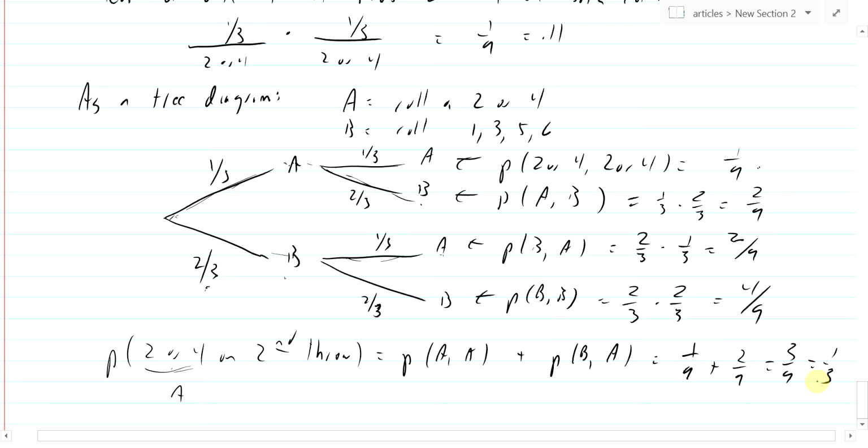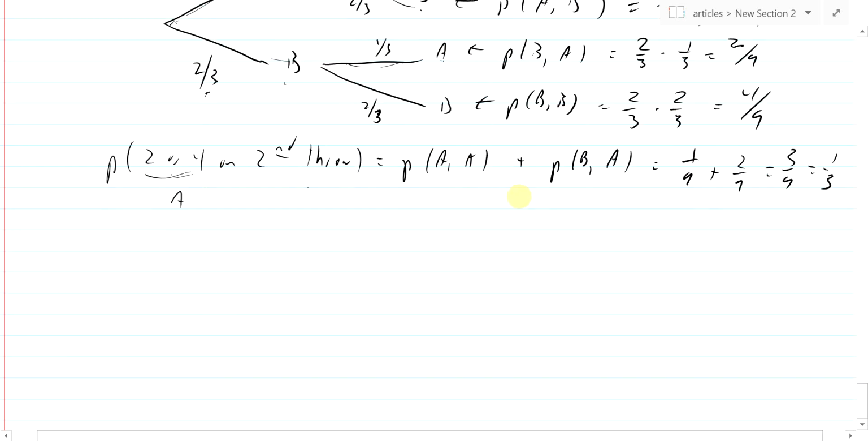Which isn't actually surprising, right? When you roll a die, it doesn't matter whether it's the first throw or the second throw or whatever. You've got a 1/3 chance of getting a 2 or a 4. But once you have a tree diagram, you can actually count things like what's the probability that you get A on the second event, and that's these 2 branches added together. Okay, so there's a tree diagram.